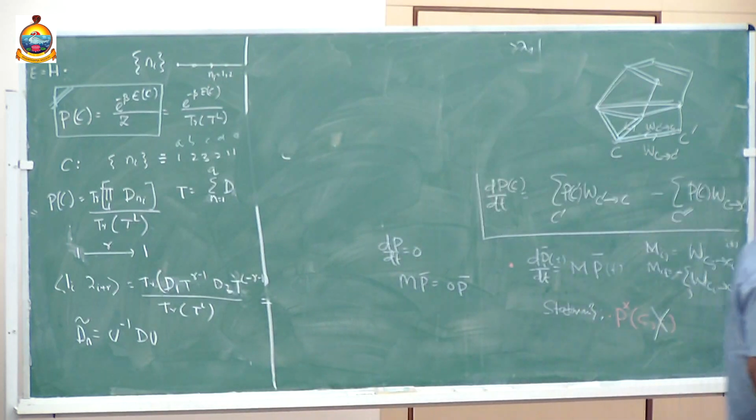Okay, so look at this one. Can anybody tell me whether one of the eigenvalues of this matrix will be 0?